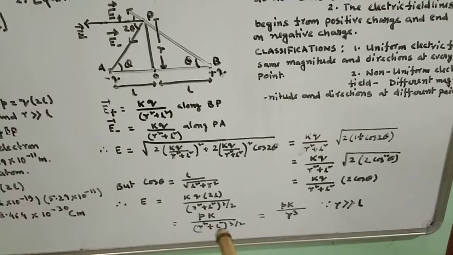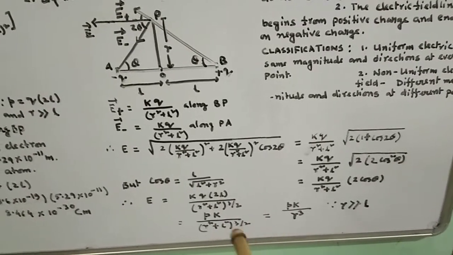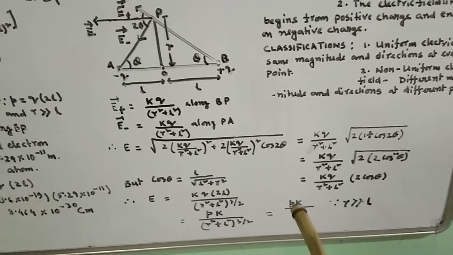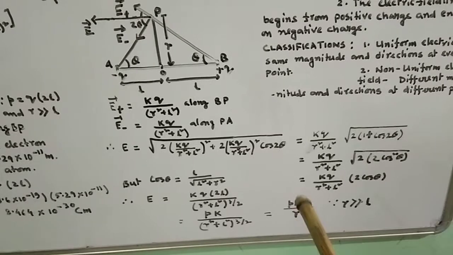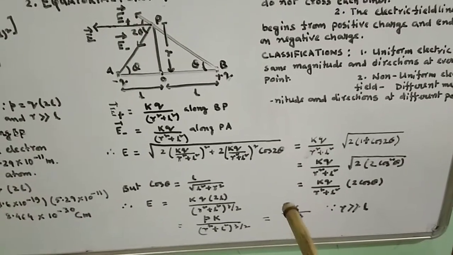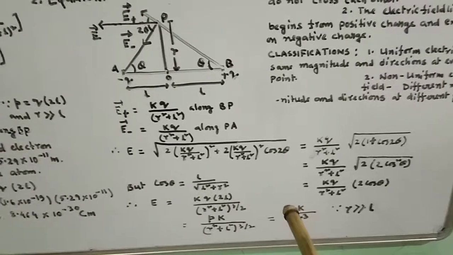As r is very much greater than l, it comes out to be pk, and r square goes up, so this is r cube. So finally you are getting pk by r cube. That is your field at the equatorial point of a dipole.